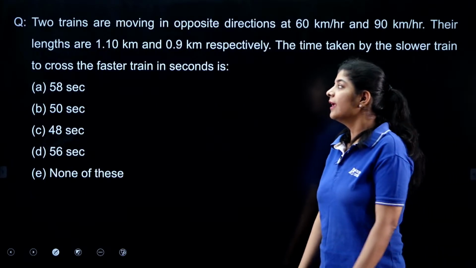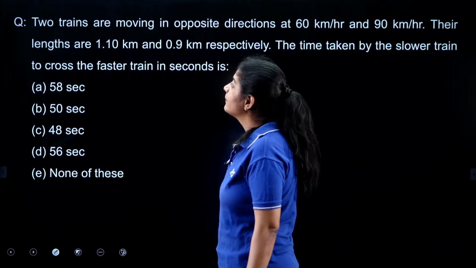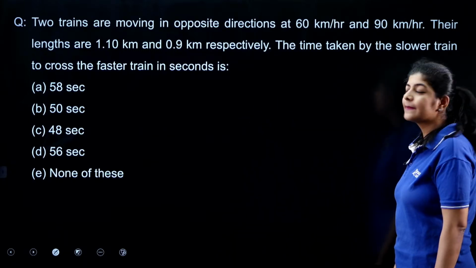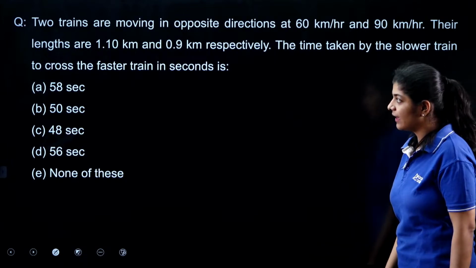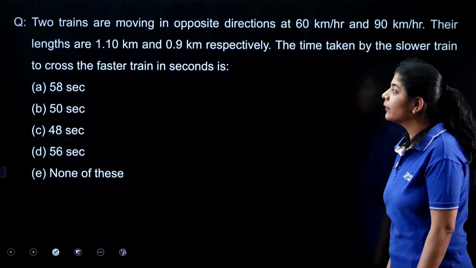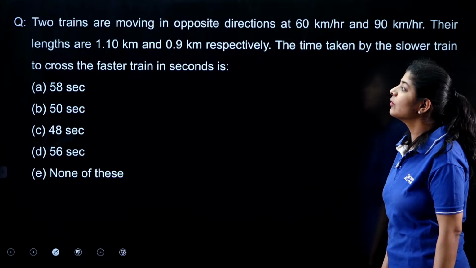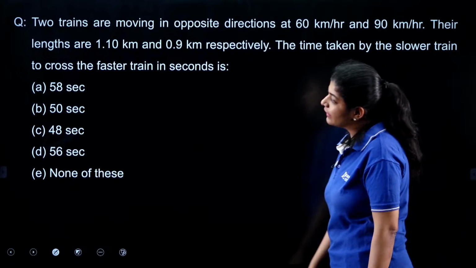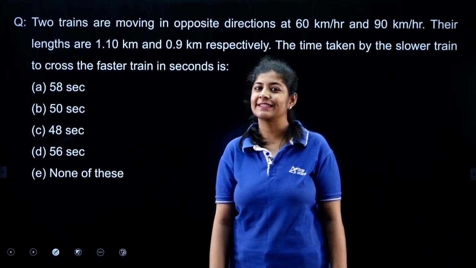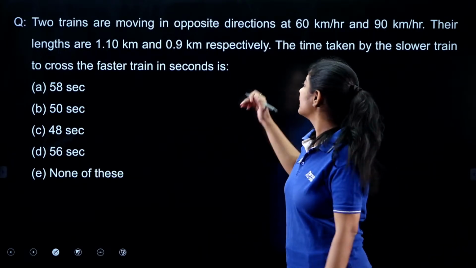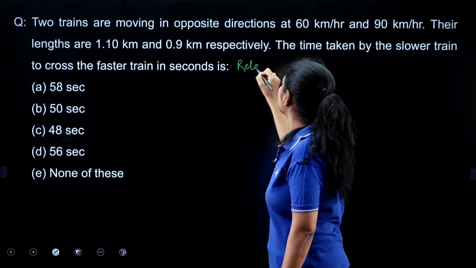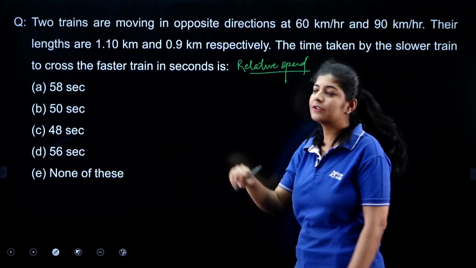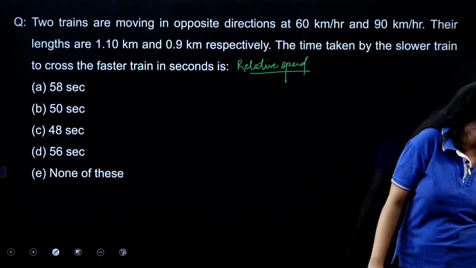Next. The next question is saying that two trains are moving in opposite directions at 60 kilometers per hour and 90 kilometers per hour. Their lengths are 1.10 kilometers and 0.9 kilometers respectively. The time taken by the slower train to cross the faster train in seconds is, we know that we just simply need to use the concept of relative speed to get the answer. So what answer are we getting?